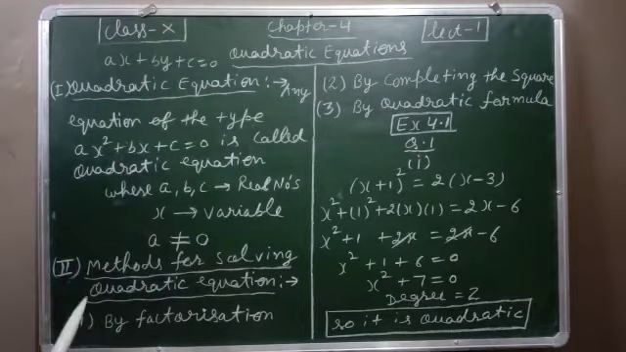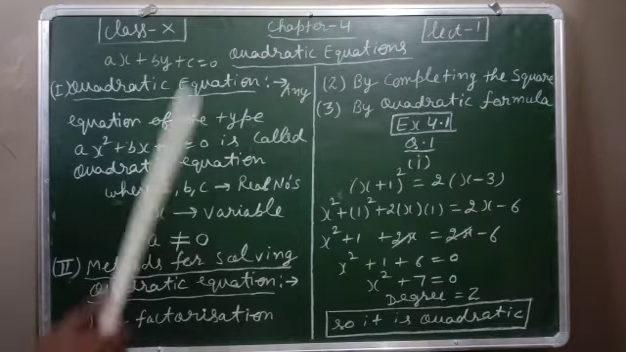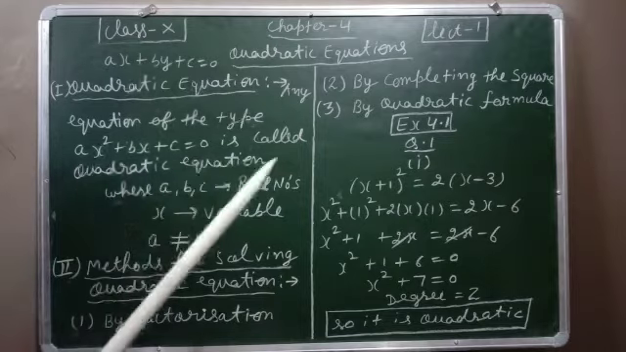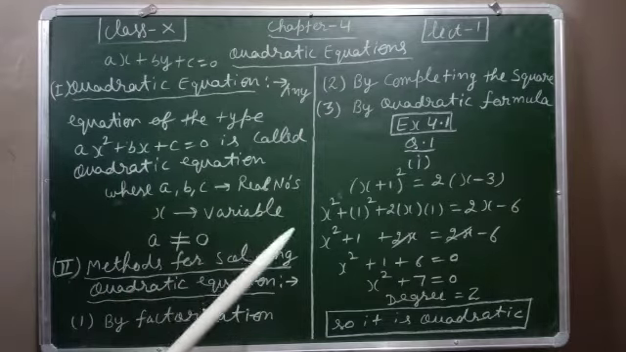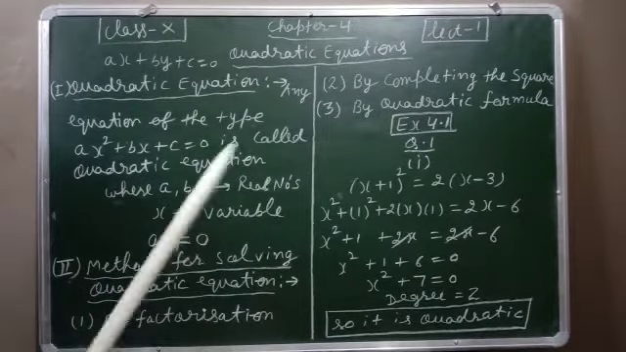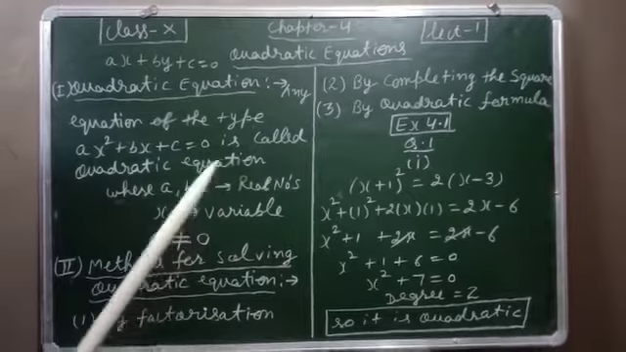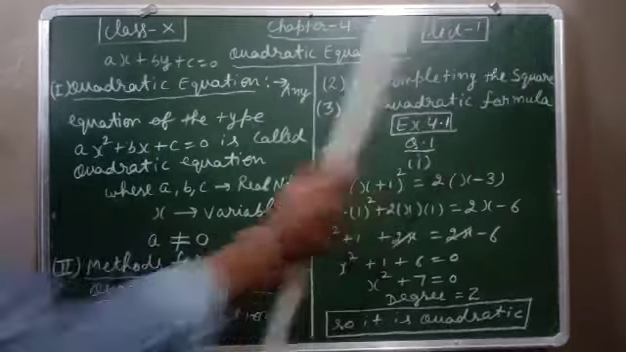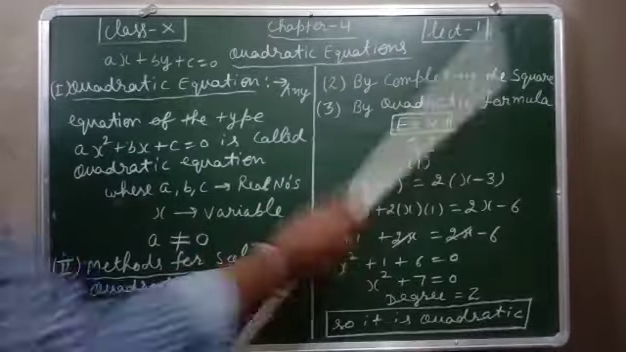Now the second basic point, methods for solving quadratic equations. As we had three methods in linear equations: first substitution, then second elimination, the most important method, and third cross multiplication. Here also we have three methods. The name of the first method is by factorization. The other name of this is splitting the middle term, that we studied in 9th class. Second, by completing the square, and third is by quadratic formula.